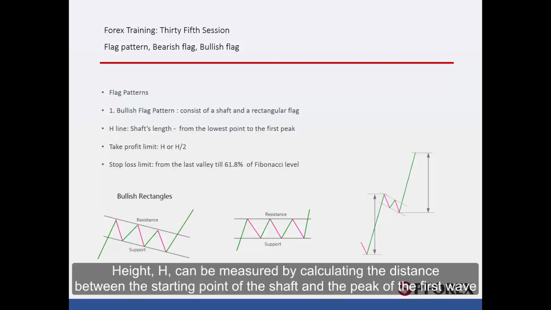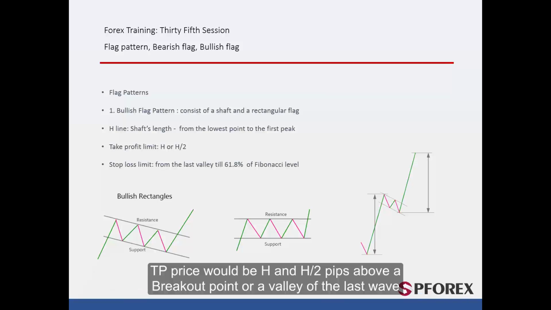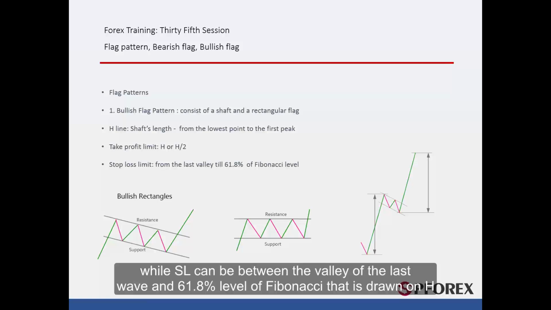Height, H, can be measured by calculating the distance between the starting point on the shaft and the peak of the first wave. TP price would be H and H2 pips above a breakout point or a valley of the last wave, while SL can be between the valley of the last wave and the 61.8% level of the Fibonacci that is drawn on H.